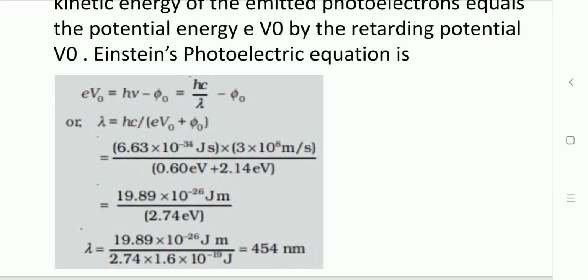h is the Planck constant, c is the velocity of light, e is the charge of the electron. V0 is the given stopping voltage, that is 0.6 volt. And φ0 is already given, the work function value for caesium, that is 2.14 electron volt. By substituting all the values and solving, we get λ equal to 454 nanometer.